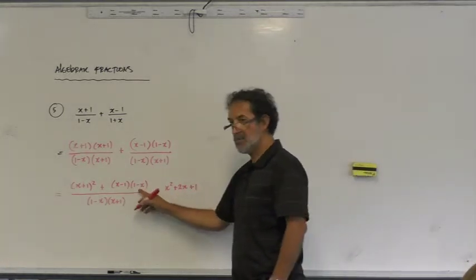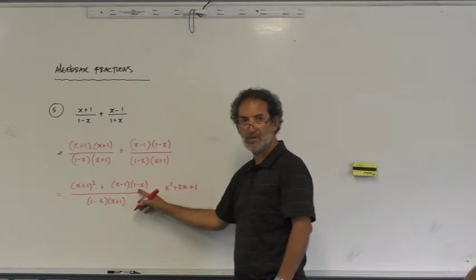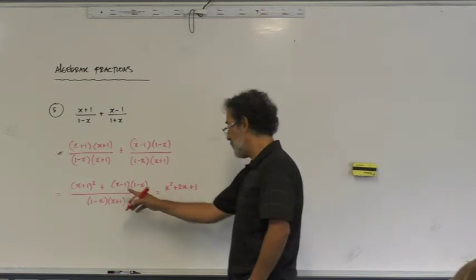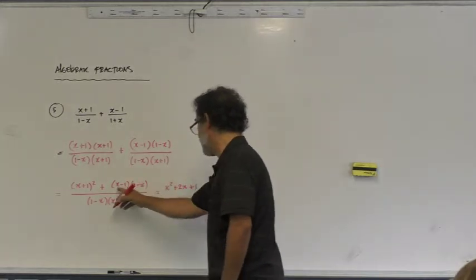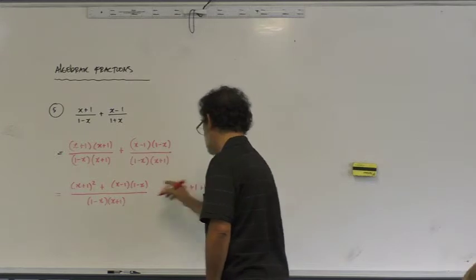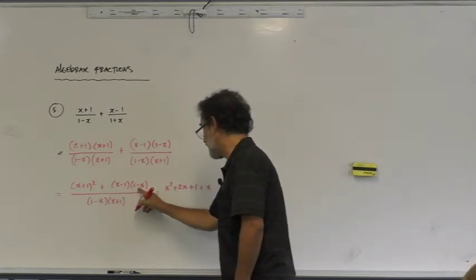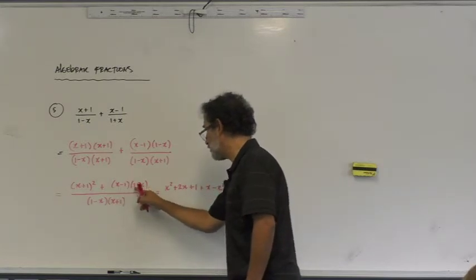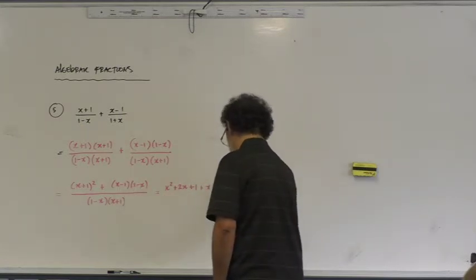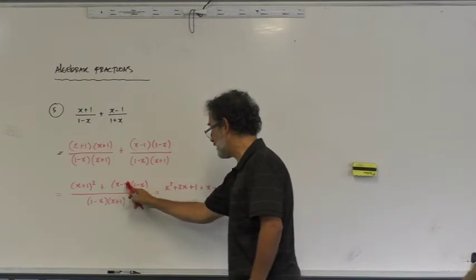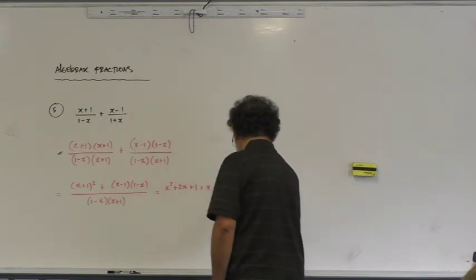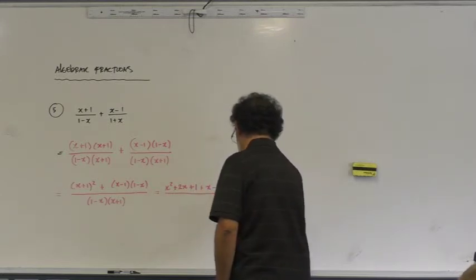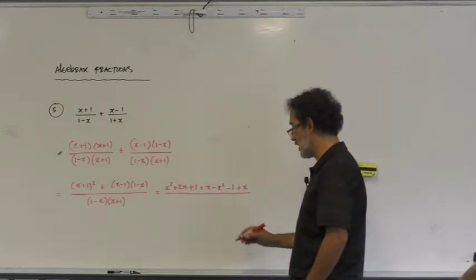And then for this one, we're going to have to use something that we call FOIL. So you're going to have to expand it. All right, so we do x times 1 is x, and then x times negative x is minus x squared, and then negative 1 times positive 1 is negative 1, and finally negative 1 times negative x is positive x. And then all over whatever the common denominator is.